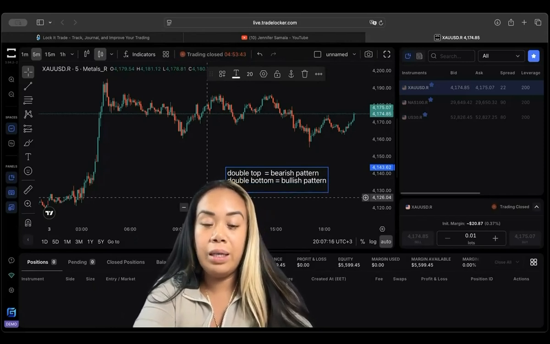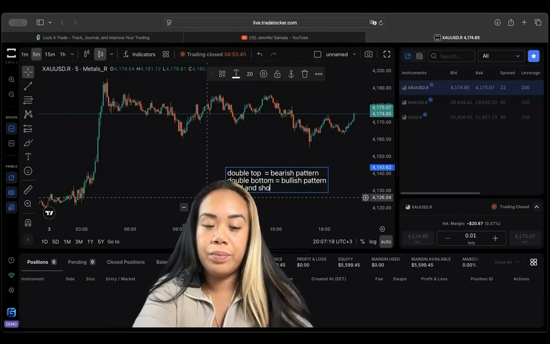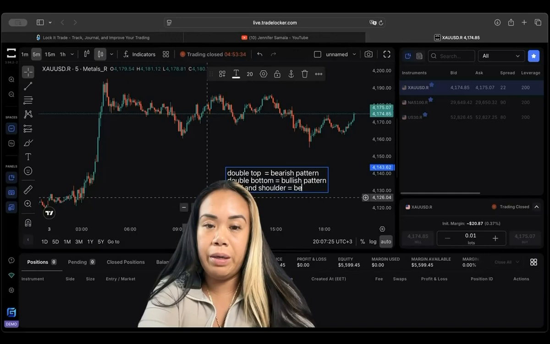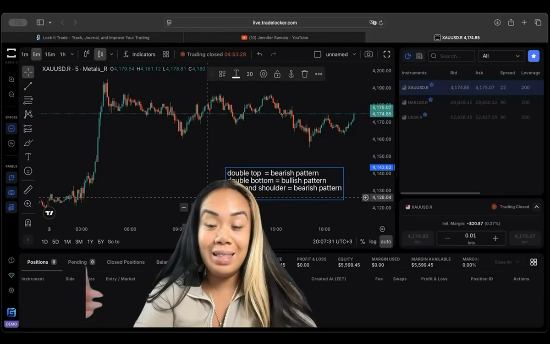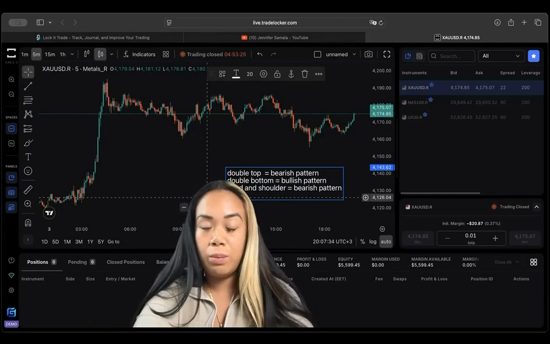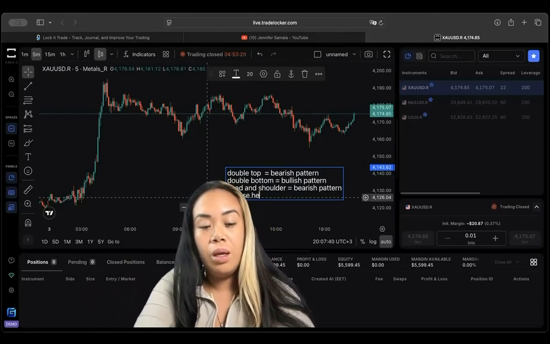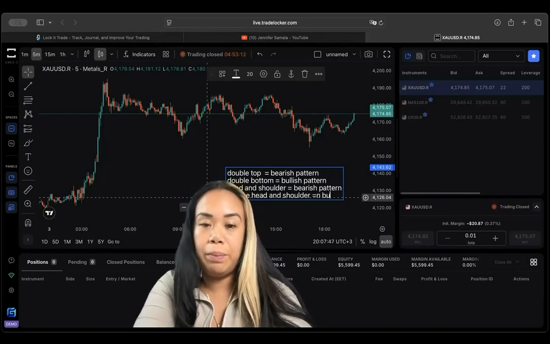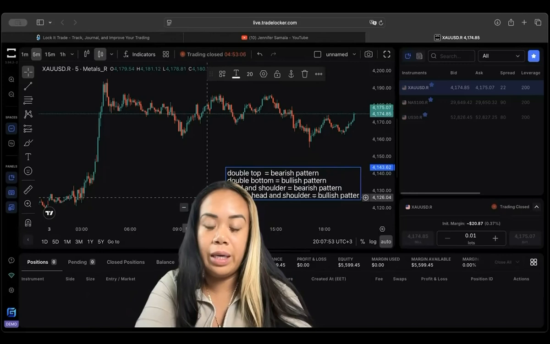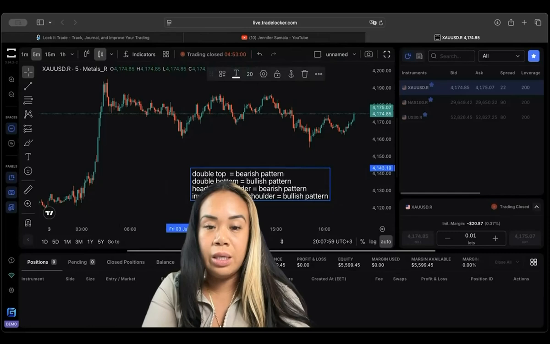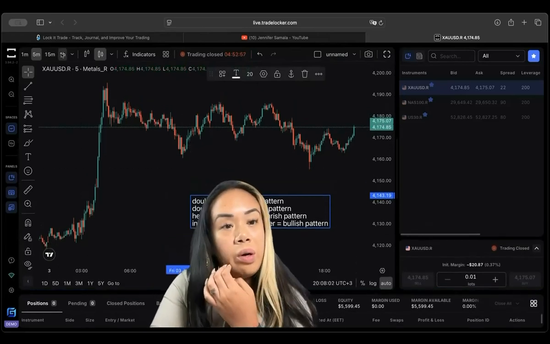Third, I like to look for the head and shoulders. Head and shoulder pattern, that right there instantaneously is a bearish pattern again. A bearish pattern. All right, perfect. And then as an inverse to a head and shoulder, just like the double top has an inverse in the double bottom, this is going to be the inverse head and shoulder. And this is going to be a bullish pattern, guys. Let's go ahead and see what these patterns look like so you guys can get familiarized with these ones.